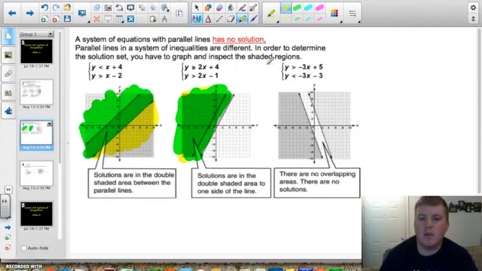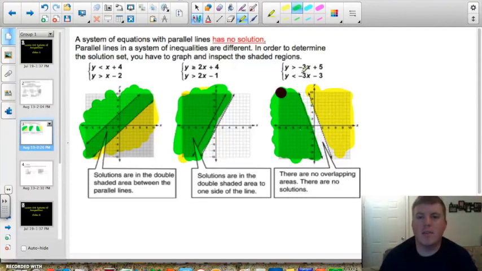And then we are still going to have some situations where we have no solution. For example, in this third example, we have y is greater than negative 3x plus 5. We shade above that line, so we're going to shade over here. And then we're going to shade less than on y is less than negative 3x minus 3. And we're going to shade over on the left side here. And as you can see, since we're shading on opposite sides in this problem, there are going to be no solutions.